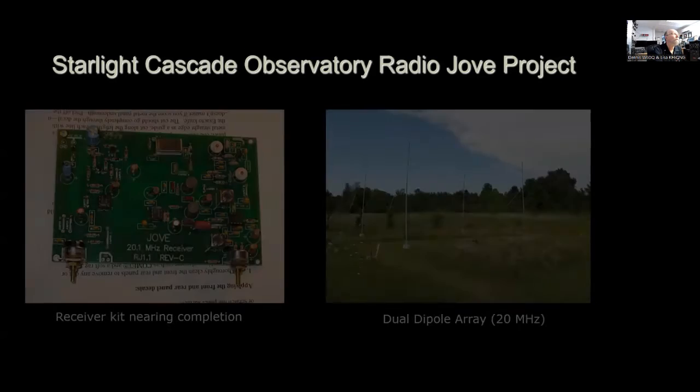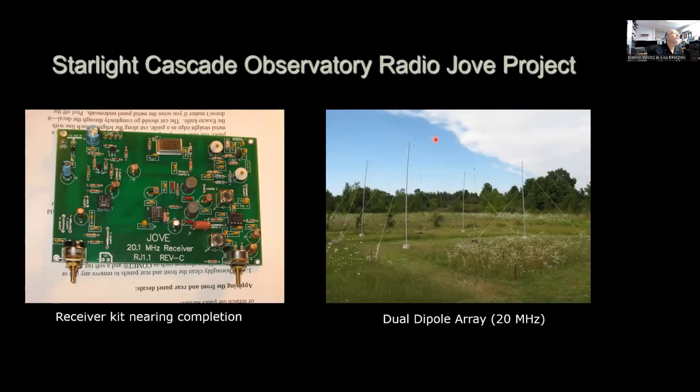One of the observatories, located I believe up in Canada, the Starlight Cascade Observatory, built one of these systems. There's their receiver, there's their antenna. You can see the 4 supports, and there's basically 2 dipoles. You can see a feed line there and a feed line there. And this is listening at 20 megahertz.